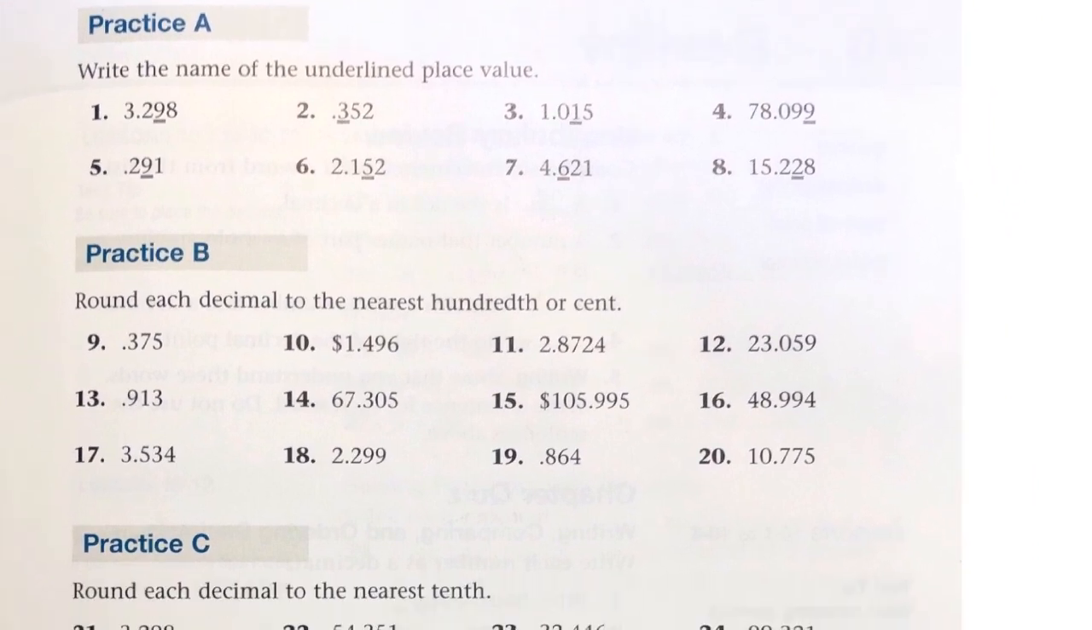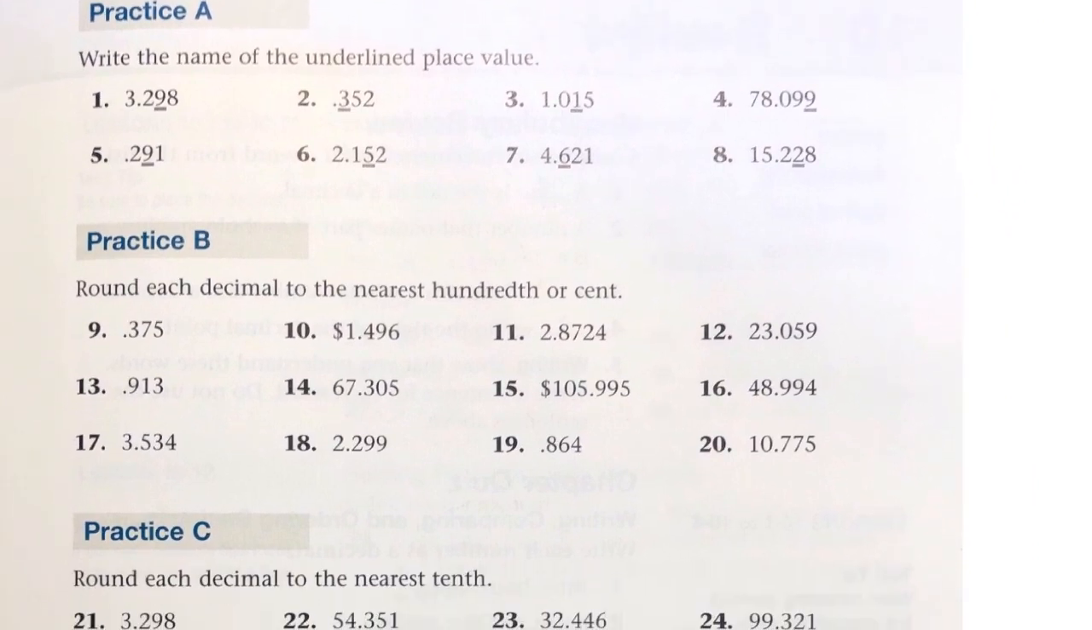Practice A. So we are just writing the name of the underlined place value, which means for number 1, the 9 is in the hundredths place. 3 is in the tenths place. The 1 is in the hundredth place.